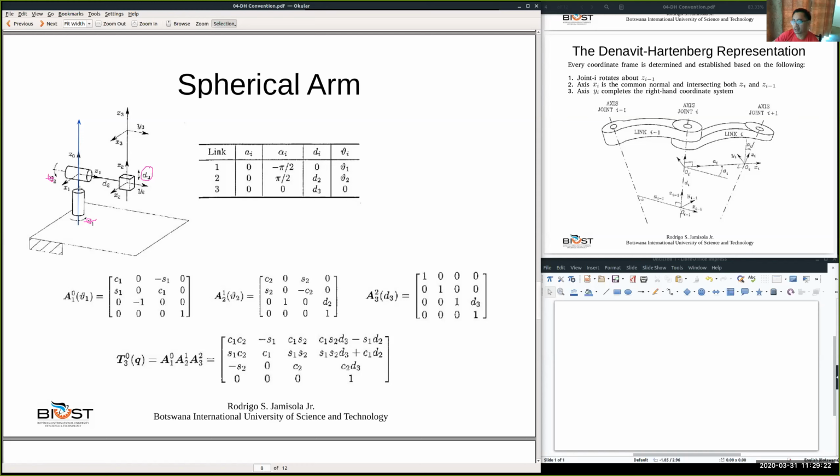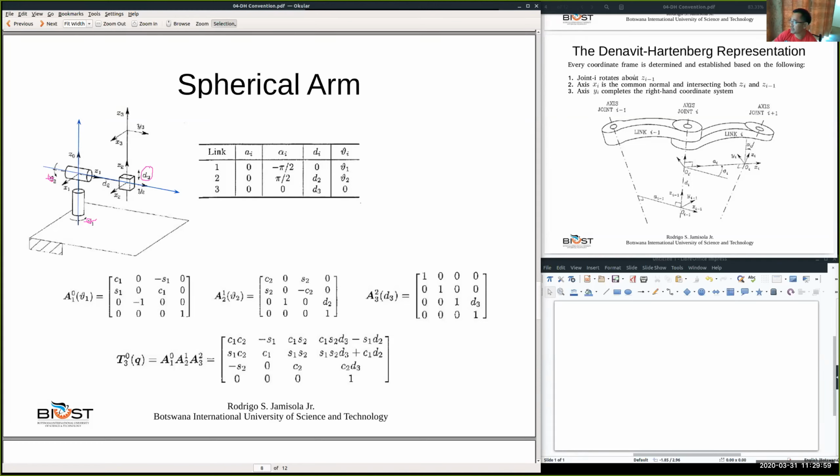Again, joint 2 rotates about Z1. So where is Z1? Z1 is this. I cannot answer because I'm recording. So that's Z1, and theta 2 rotates about Z1. That's the case.